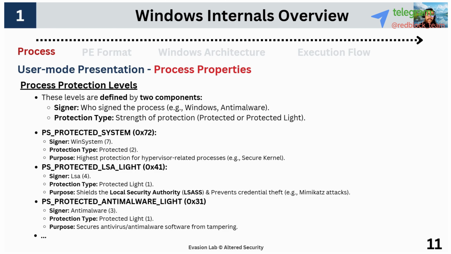The next protection level that we will see is PS protected anti-malware light. Its value is 31 in hexadecimal, and the 3 represents the signer, which is the anti-malware, signed by the anti-malware software vendors, and the 1 is the protection type, which is protected light. The purpose of this protection level is to secure antivirus and anti-malware software from tampering or disabling by malicious processes, ensuring continuous system protection.